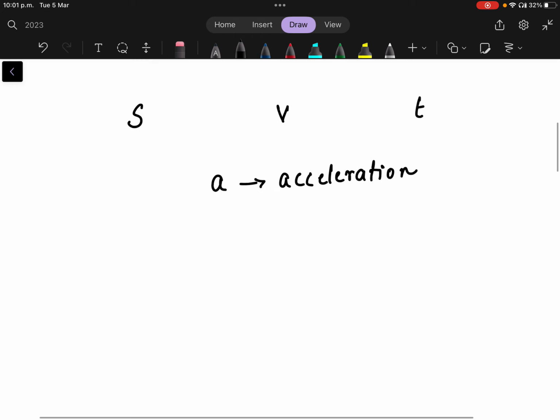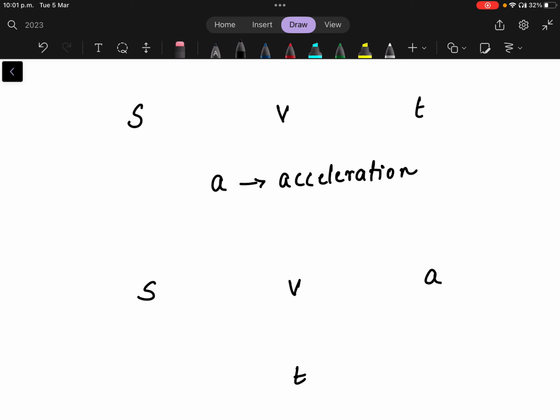Okay, so let's work with all these things. So we have S, we have V, and we have A. Again, reiterating, S is the displacement, V is the velocity, A is the acceleration. These all are with respect to time. So t is the factor with which we are trying to work on these three variables.